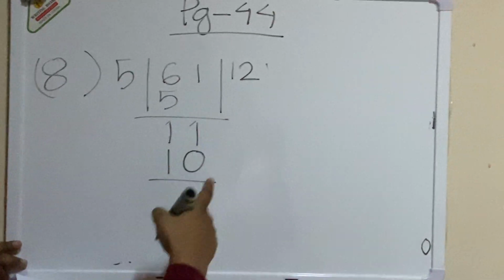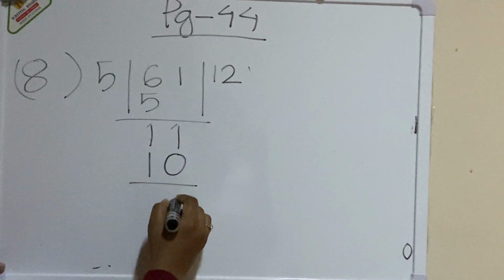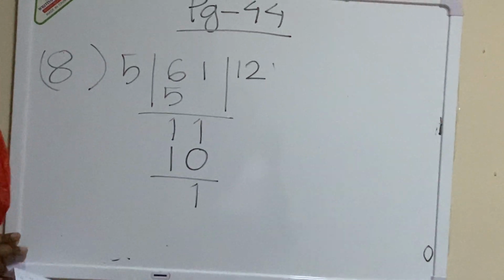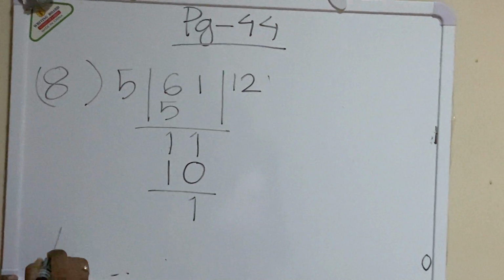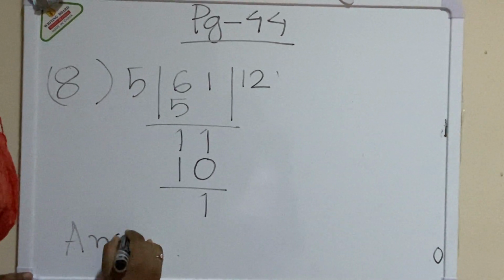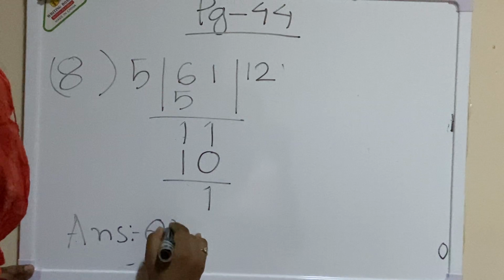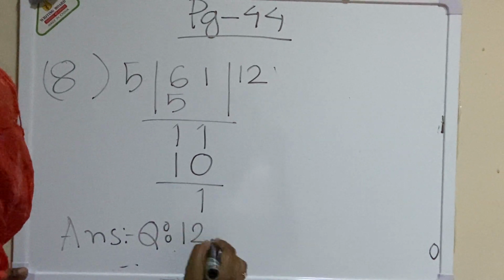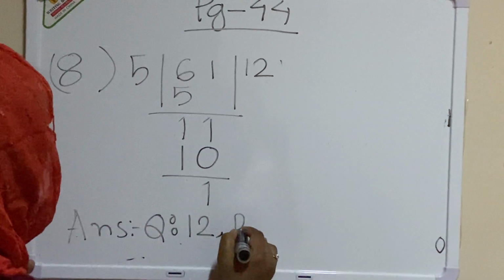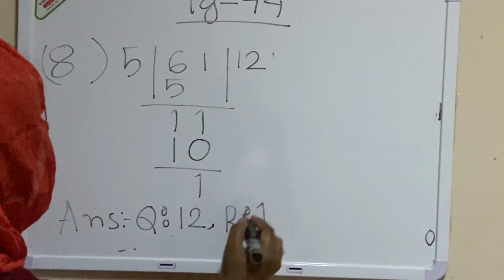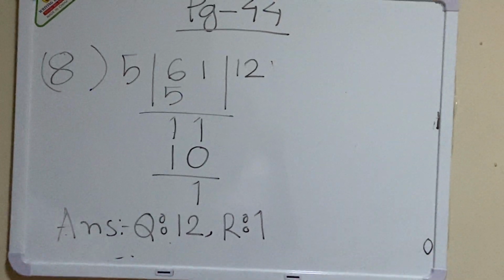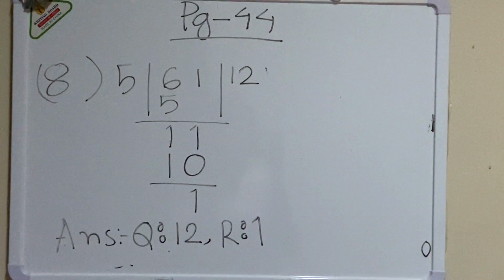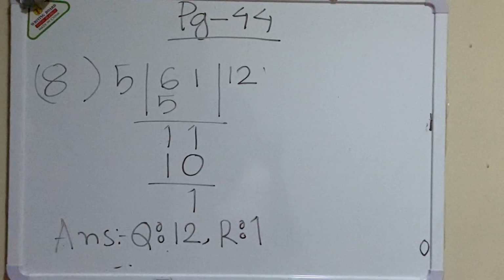And after writing the number, I have to do the subtraction. I will find one remainder, that is 1. So I'll write the answer. Quotient 12, remainder 1.